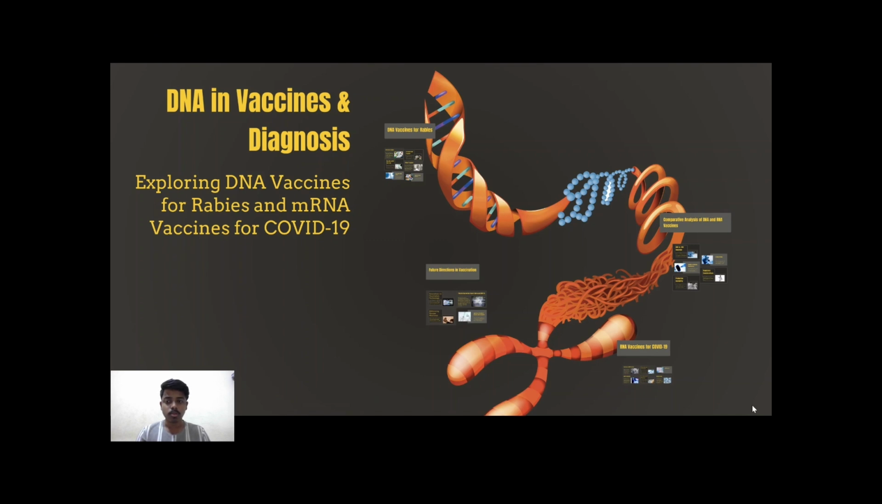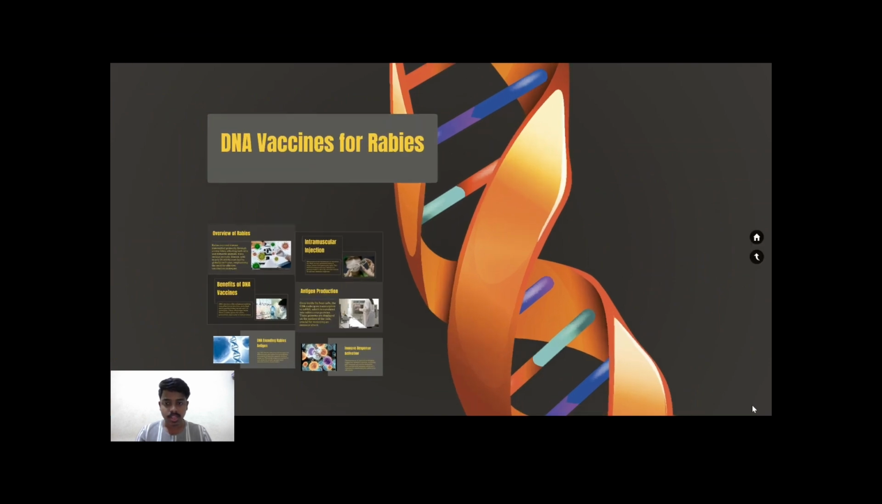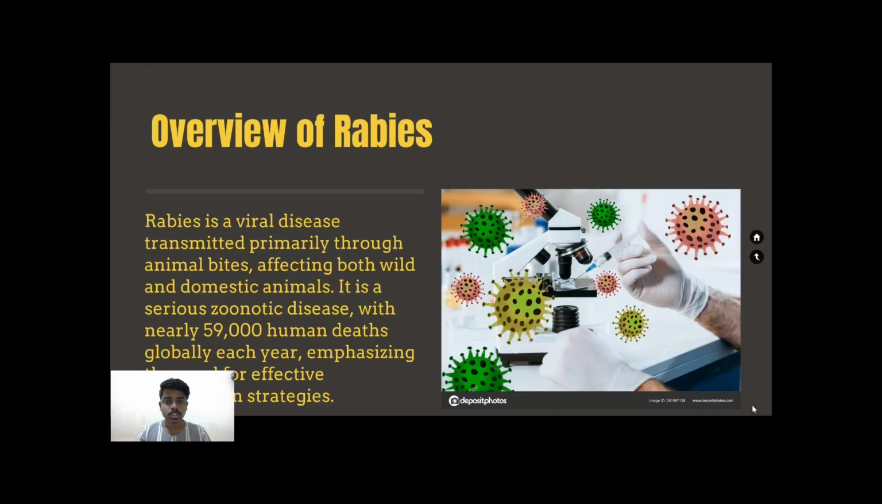Today we are discussing DNA in vaccines and diagnosis. Let's take rabies as an example and see how DNA vaccines work for it. So first of all, what is rabies? It is a zoonotic disease which causes nearly 59,000 human deaths globally each year. It primarily transmits through animal bites and affects both wild and domestic animals. So more efficient vaccination strategies are required.